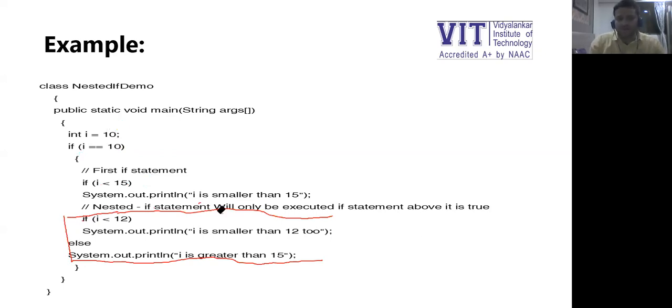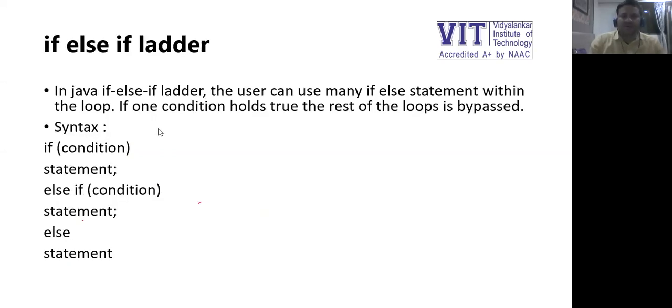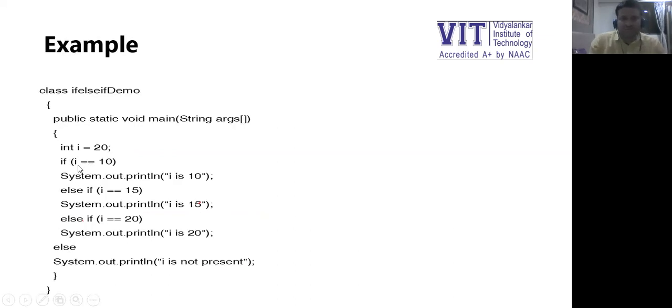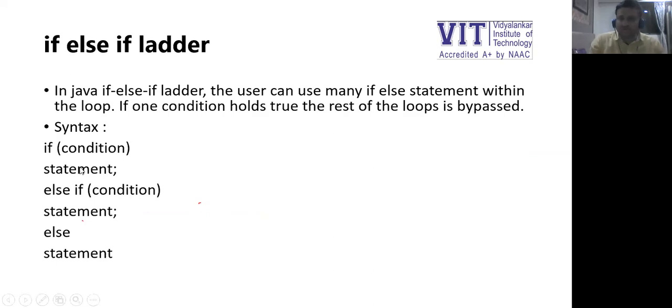Nesting. And now we have the else-if ladder. If you have multiple statements or multiple options to be compared with, then we can have an if-else ladder. Here, if the condition is true, the statement is executed. Else, if another condition is checked and it is true, then that statement will be executed. And if none of the if conditions are true, then the else statement will be executed. This is how the else-if ladder works.